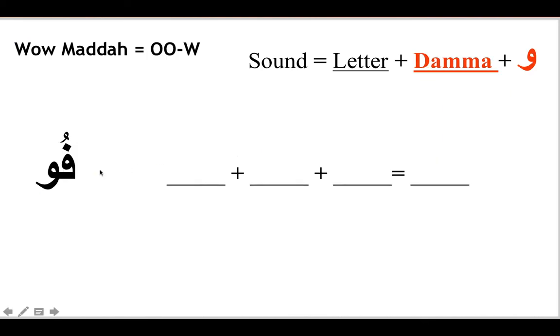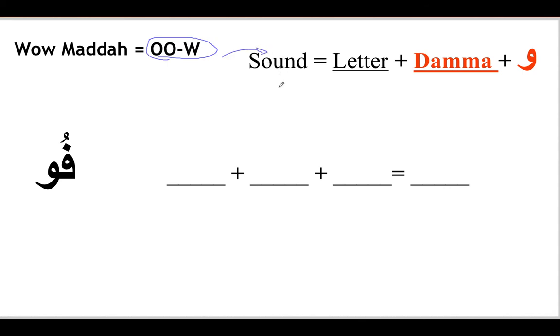Now let's get on to the last and final concept for this lecture, which is waw madda, the letter waw madda. So we already know that the letter waw looks like this, okay? And the waw madda makes this oo sound, okay? So let's look at our equation. I'm going to explain how this sound is broken up.